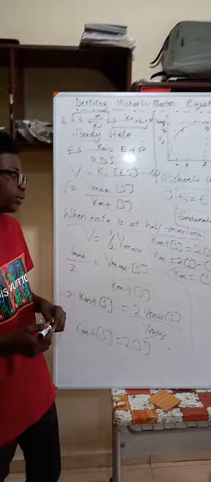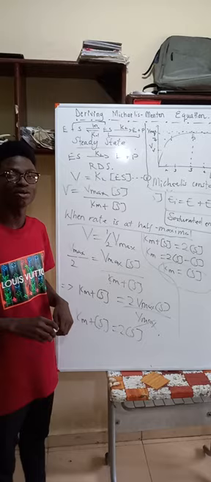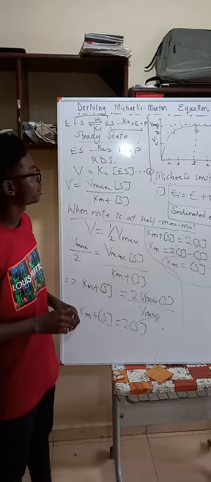So you can see that the Michaelis constant is actually equal to the substrate concentration when the rate is at half maximum. So this is what Dr. Odu wants us to do for him. So it's a step ahead for that. On this note, I don't know whether I've answered everything that I'm supposed to answer. On this note, we bring this video to an end.